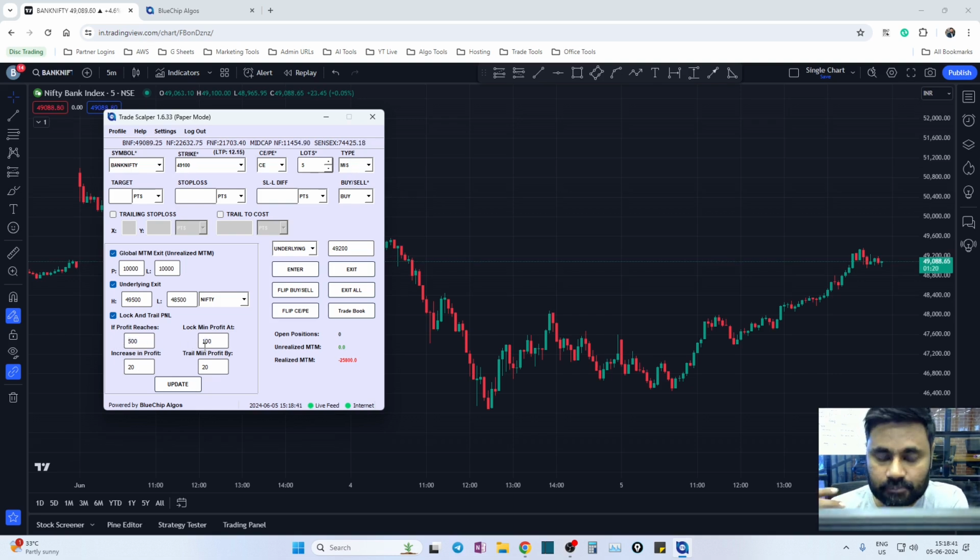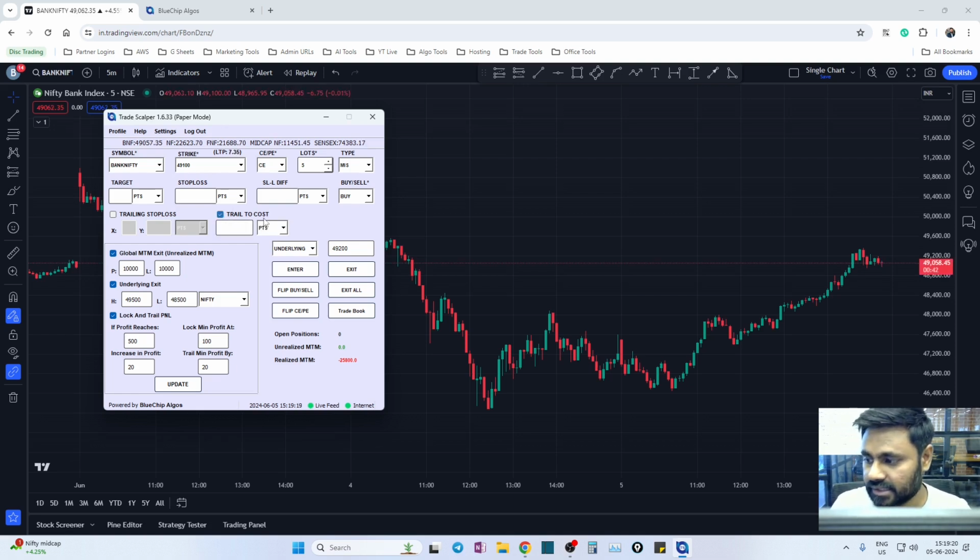So as long as the market keeps trending, you keep on locking the profit, and if the market quickly takes a U-turn, this application will exit because that minimum locking profit will be met. Especially when the markets are trending, on those days this lock and trail will phenomenally help, because you keep trailing, and the locking profit also keeps increasing, and at some stage if the market reverses, you will get out with that minimum locking profit that you have configured. So this is the lock and trail feature that we have included in this Trade Scalper 1.6 version.